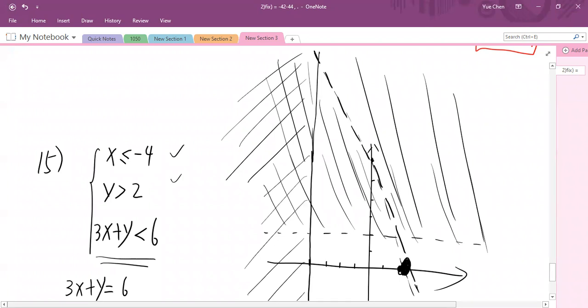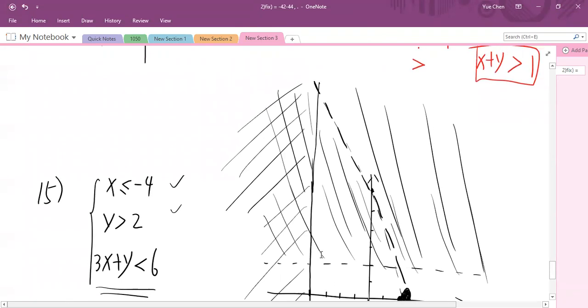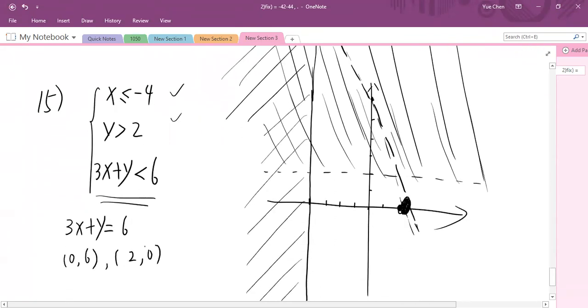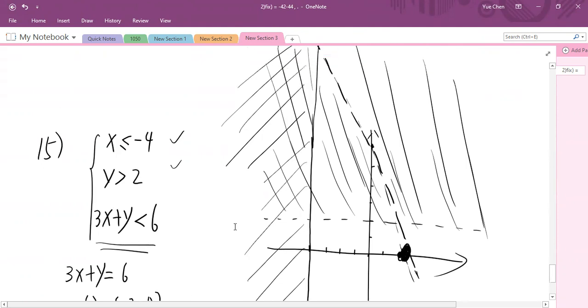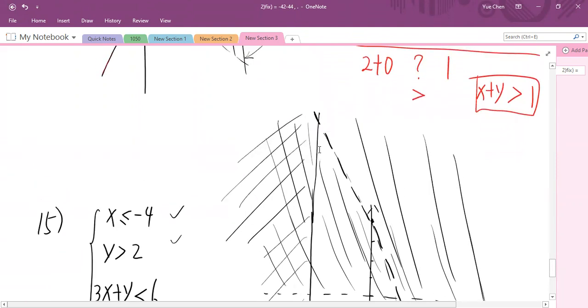And which point? Well, let's test the (0, 0) point, right? We test the (0, 0) point: 3 times 0 plus 0 less than 6. If this is correct, yes. So it should contain the plane which is below this dashed line. Below this dashed line, I should use this one, right?